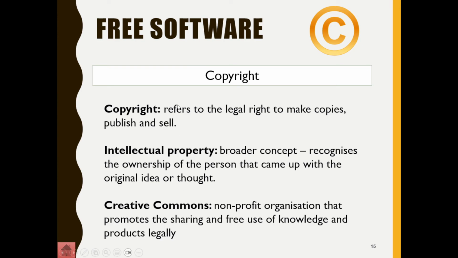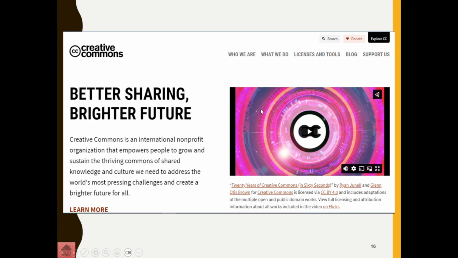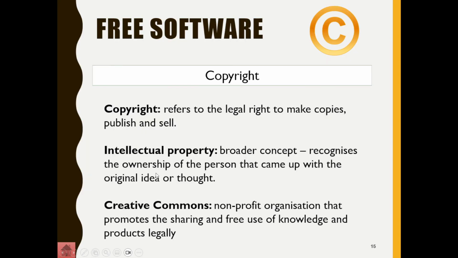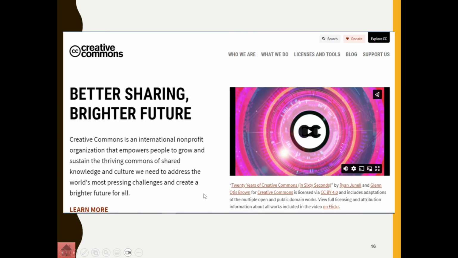So just understand the difference between copyright and intellectual property. And then you have the Creative Commons. This is basically a non-profit organization that promotes the sharing and free use of knowledge and products legally. There's a whole website that deals with this. There are certain conditions, however. You can use whatever's here for free, but they do request that you credit them, or say exactly that you got it from the Creative Commons, or put the author's name in the picture or video, or whatever it is that you are going to be using. So please, you must know the difference between these three.